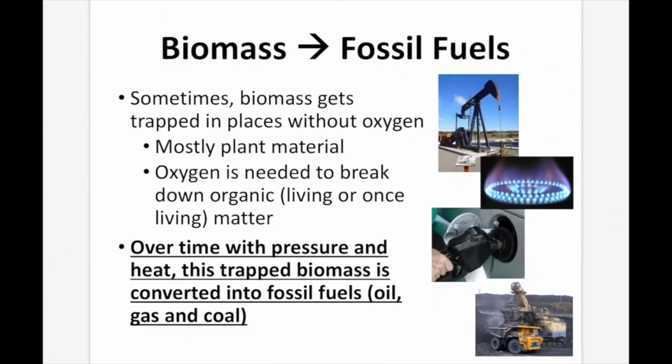Sometimes, however, biomass gets trapped in places without oxygen. This is mostly plant material. Oxygen is needed to break down organic, living, or once living matter, so without oxygen, it can't be broken down.